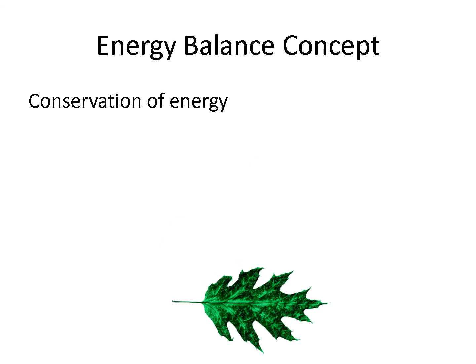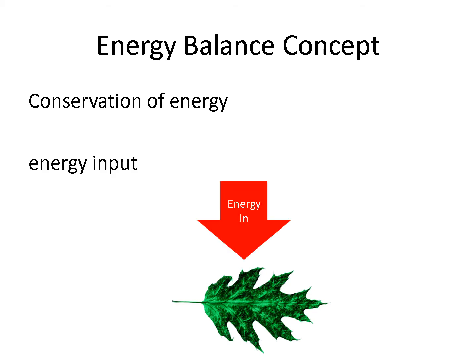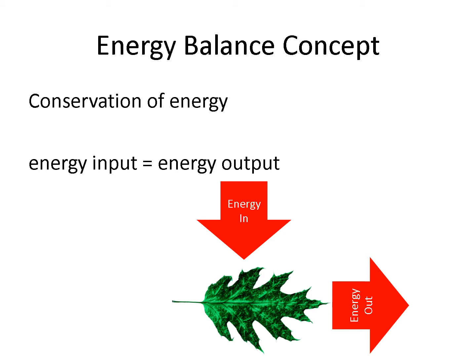So we'll learn about how leaves take in and dissipate radiant energy, and we'll use the energy balance concept to understand that. The energy balance concept is based on the law of conservation of energy, and what that means is that energy is neither created nor destroyed. So energy that comes in someplace has to go someplace or be stored. So energy input, in this case energy into a leaf, has to equal the energy output plus the energy stored.